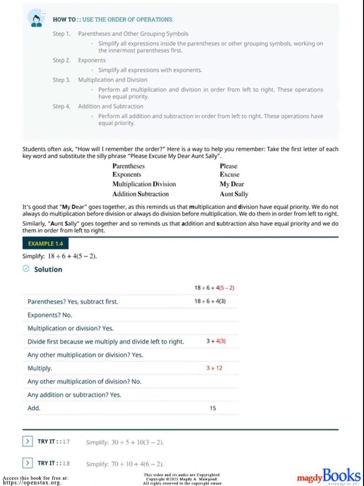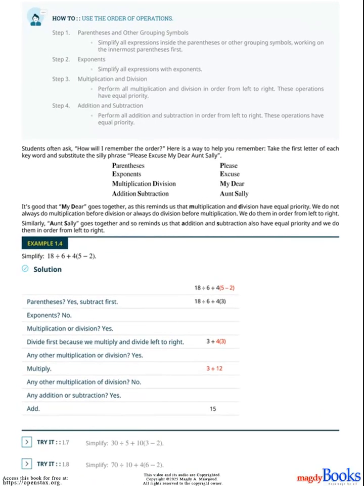How to use the order of operations. Step 1. Parentheses and other grouping symbols. Simplify all expressions inside the parentheses or other grouping symbols, working on the innermost parentheses first. Step 2. Exponents. Simplify all expressions with exponents. Step 3. Multiplication and division. Perform all multiplication and division in order from left to right. These operations have equal priority.